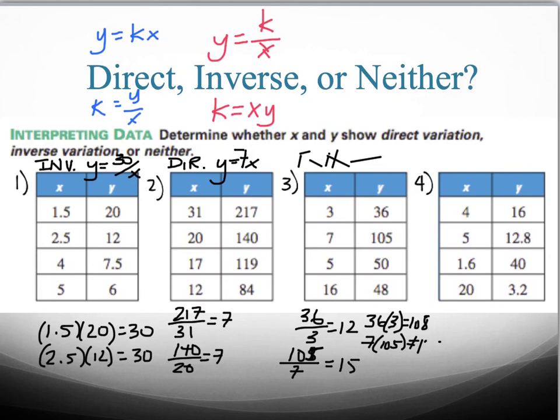Again, we have ratio 16 to 4. That's 4. All right, 12.8 to 5, not equal to 4. So it's not direct. What about 4 times 16? That's 64. And 5 times 12.8, that's 64. And 1.6 times 40, that's 64. All right, we've got an inverse situation on our hands. So this one's inverse, and there's your equation: y equals 64 over x.